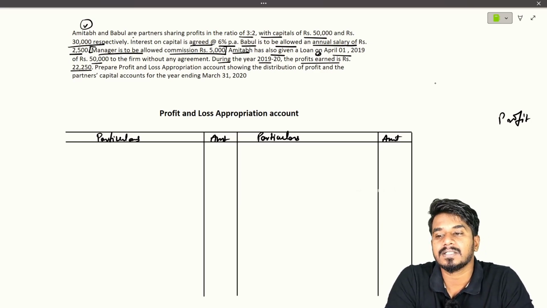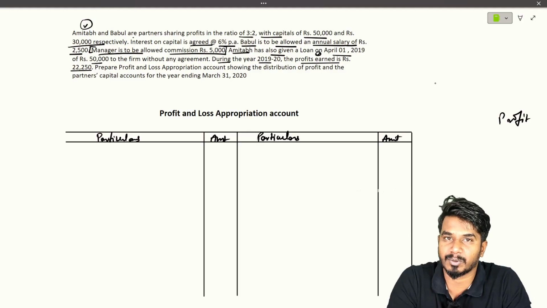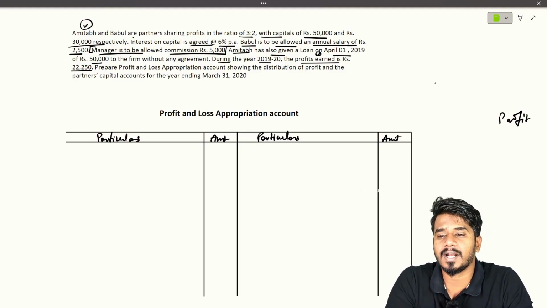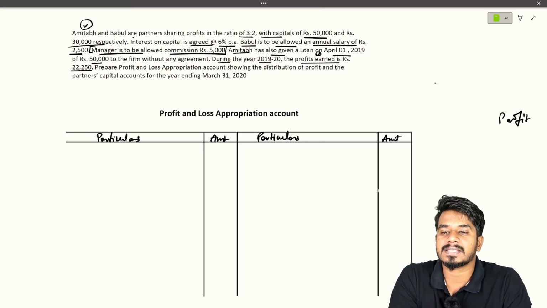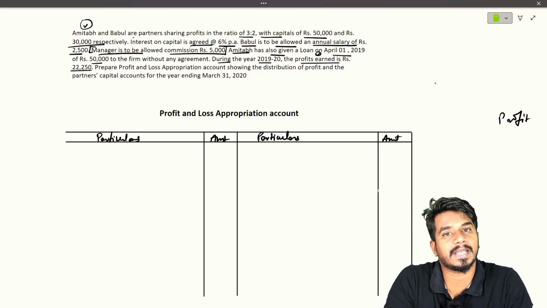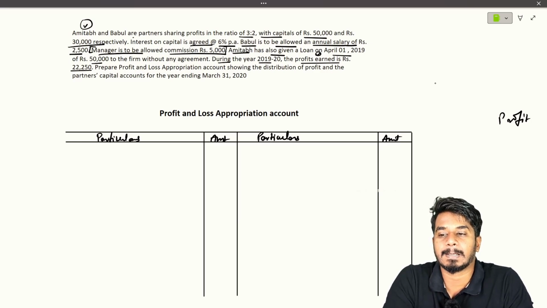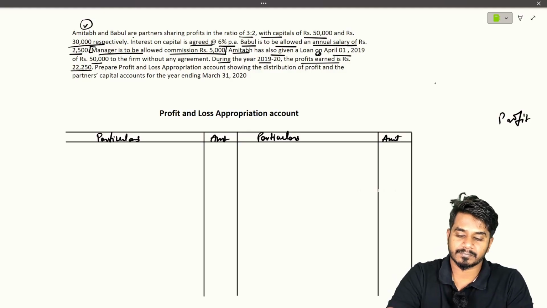So what it is? One thing is manager's salary because it is not related to the partners. So we need to remove it. Then additionally, one more thing is also there. Amitabh has also given a loan. So Amitabh took a loan from the firm, and for that he needs to pay interest, obviously, right? So what is the interest rate? There is nothing mentioned in the question.